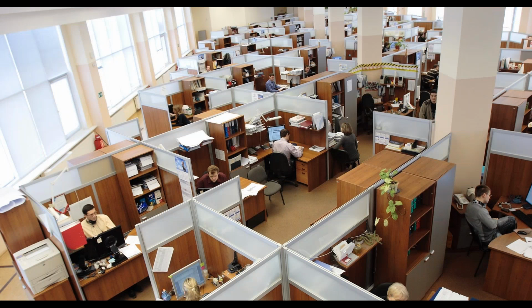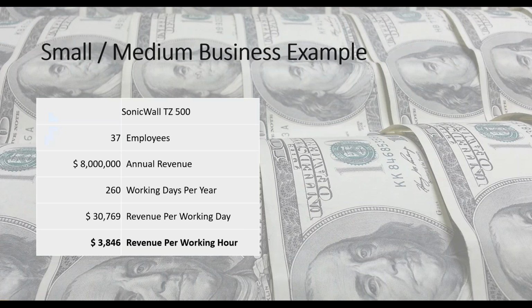Yeah, please do. So let's say we're talking about a business with 37 employees. This puts them right in line for a SonicWall TZ500 appliance. Let's estimate they're doing $8 million a year in annual revenue. There are 260 working days in a year. That equates to just shy of $31,000 per working day. So per business hour, we're talking about $3,800 of revenue coming in the door on average. So that's what we're looking at.